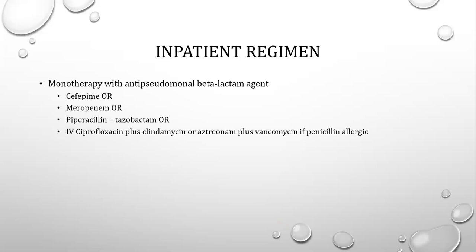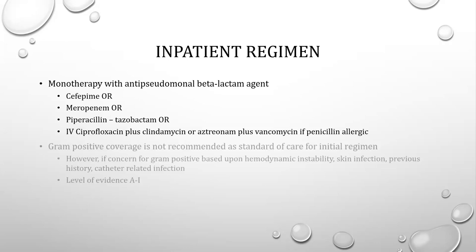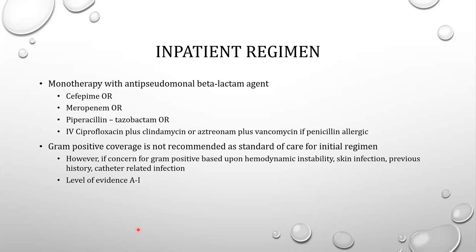So let's talk about inpatient. The actual guidelines for neutropenic fever are monotherapy with an anti-pseudomonal beta-lactam agent: cefepime, meropenem, piptazo, or if patients cannot, then IV cipro plus clinda, or aztreonam plus vanco if they're penicillin allergic. The gram-positive coverage is actually not recommended as a standard of care for the initial regimen.